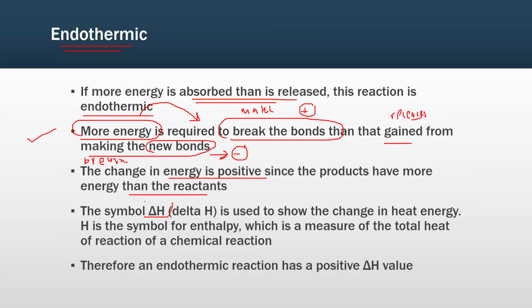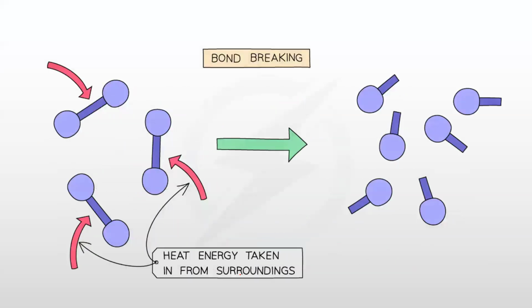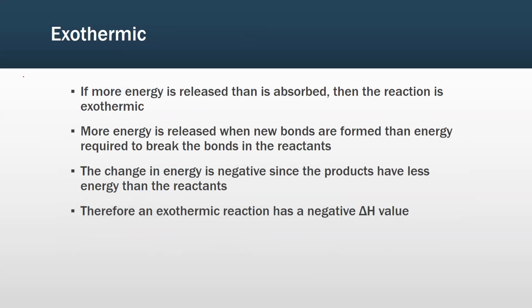The symbol delta H is used to show the change in heat energy, or we also call it enthalpy, which is basically the measure of the total heat of a chemical reaction. Therefore, an endothermic reaction has a positive delta H value. So here you can see reactants are being broken down into simpler reactants so they can actually react as well.